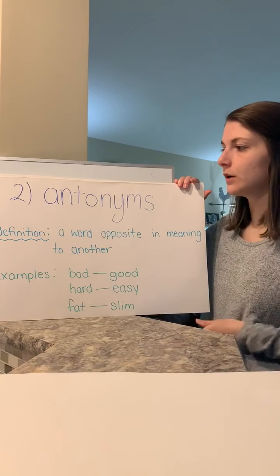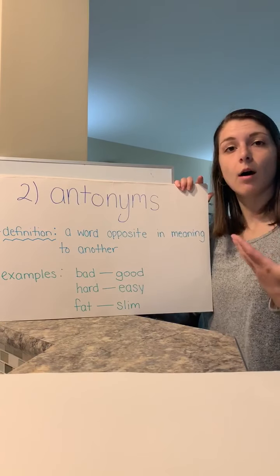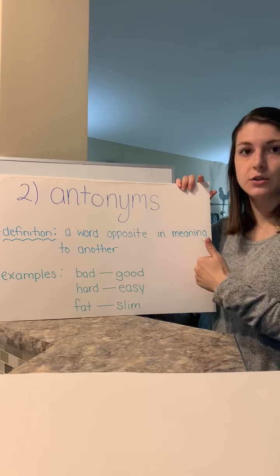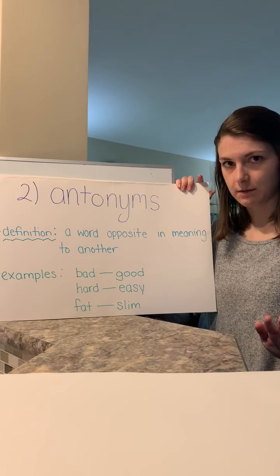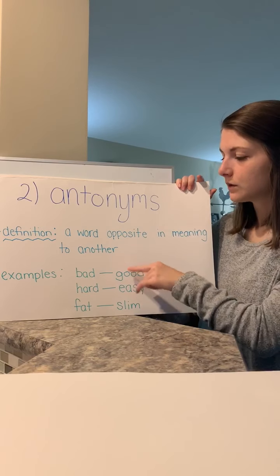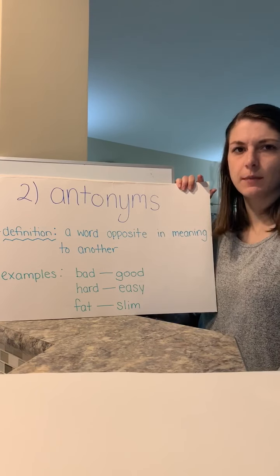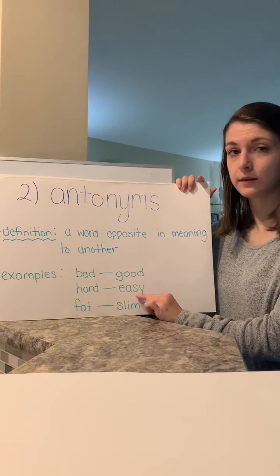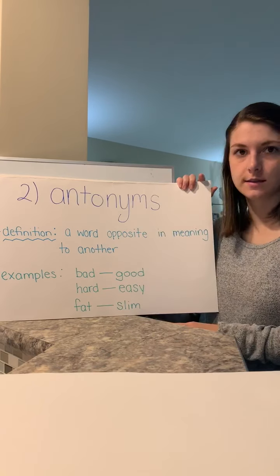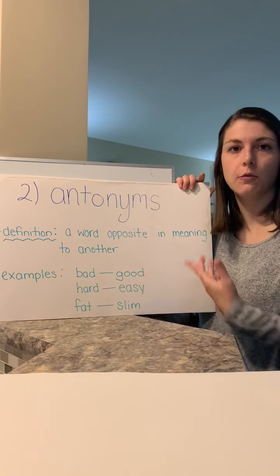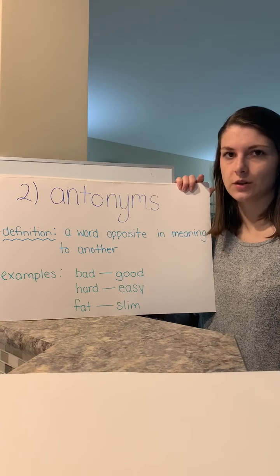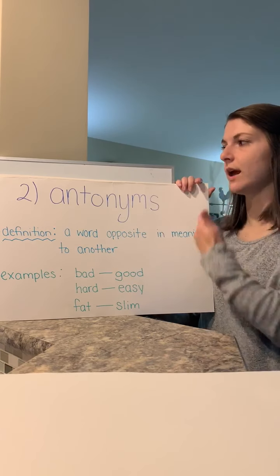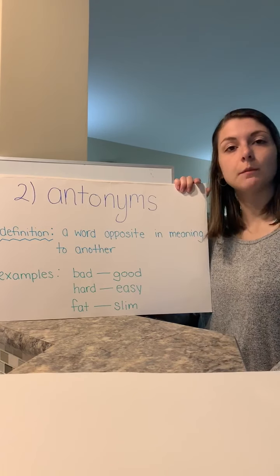Okay, so the next word is antonyms. So this is opposite of synonyms. These words are opposite meaning to one another. They do not mean the same thing, okay? So some examples of this, which you guys might know this already, but bad and good, hard and easy, fat and slim. They are opposite of one another. You can't interchange them in a sentence. They do not mean the same thing. Once again, if you need to catch up on the notes, you can pause here.